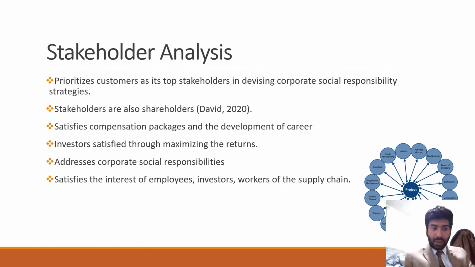The primary stakeholders of the company are customers, who are considered at the time of planning corporate social responsibilities. The employees are satisfied through satisfactory compensation packages and the development of careers. The investors, on the other hand, are satisfied through maximizing the returns. The company has made a supplier code in order to protect the interest of indirect stakeholders.